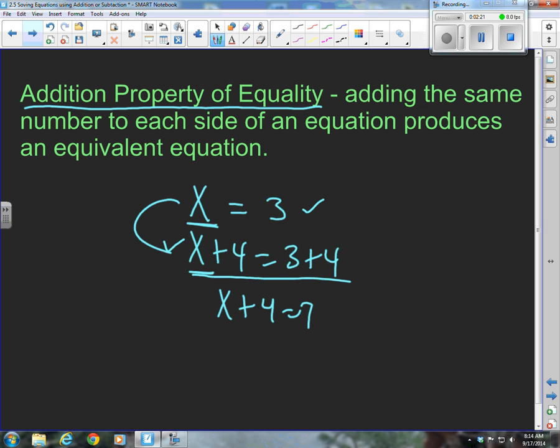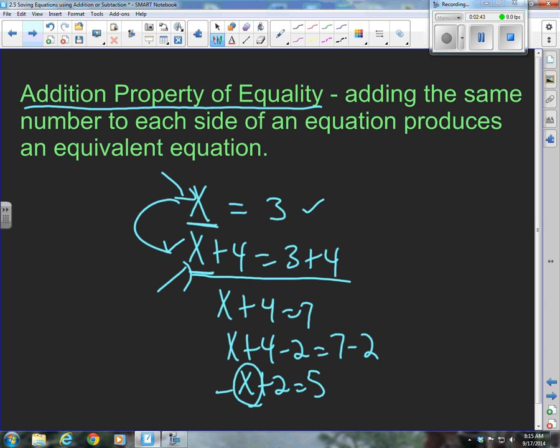Let's subtract something. Let's subtract 2 from both sides. So x plus 4 minus 2 equals 7 minus 2. Well, simplified, that is simply x plus 2 equals 5. Okay, is x still the same here as it was up here and as it was here? Is it 3? Yes, the solution here is 3. So we have an equivalent equation. Okay, and we can see that by adding the same thing to both sides of the equal sign and by subtracting the same thing from both sides of the equal sign, we get equivalent equations. So we don't change the solution when we do that.